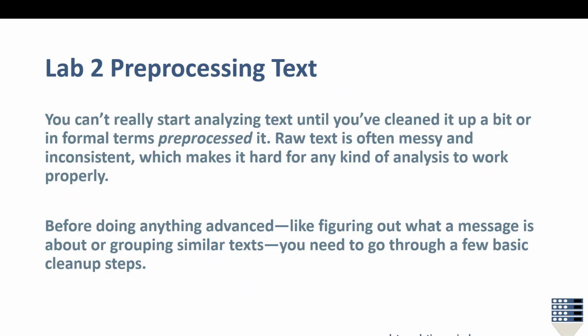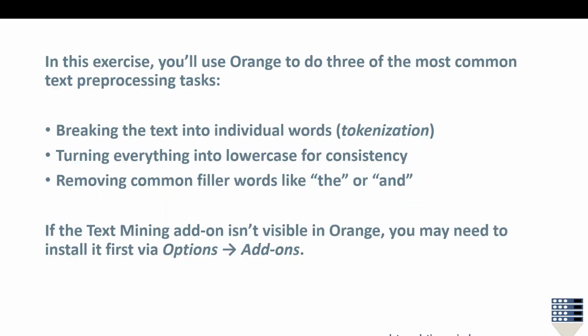Okay. So what is pre-processing? Pre-processing consists of a number of steps, but typically the three basic ones that we're going to do here are the most important: breaking text into individual words, turning everything to lowercase, and removing filler words, also called stopwords, that don't really have any meaning.